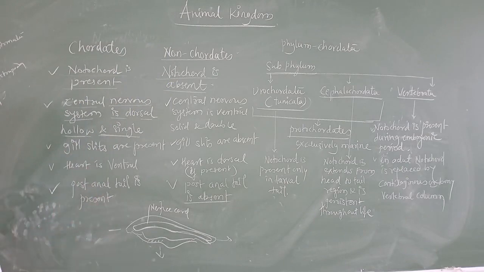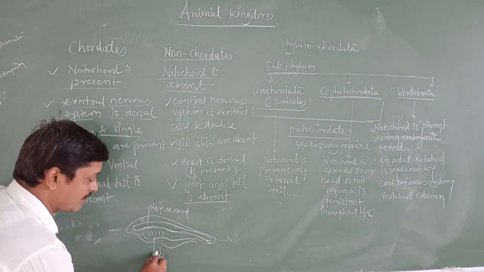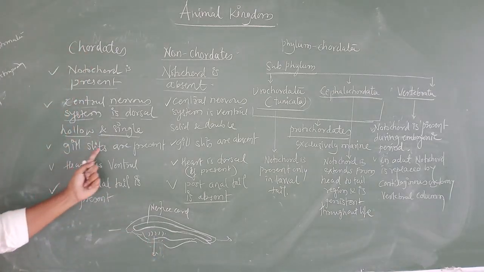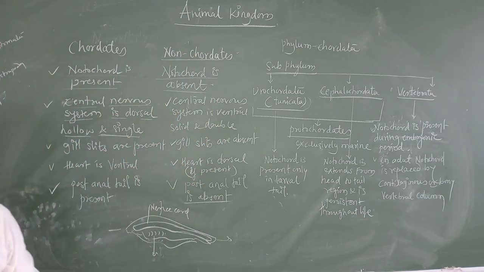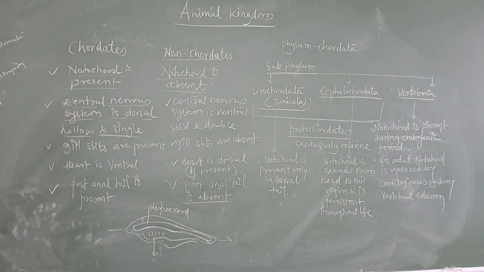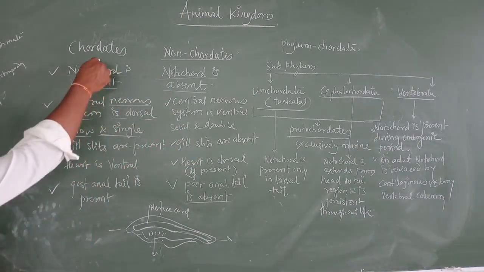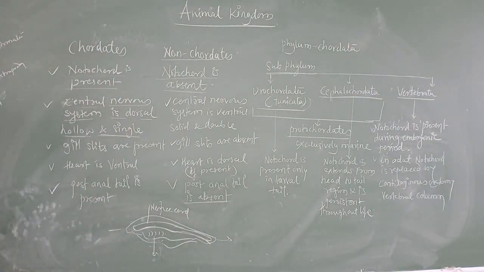Next one, yesterday we studied the gill slits. Pharyngeal gill slits are present in chordates. Gill slits are absent in non-chordates. So whatever I have written on this side, these are all the fundamental characters of chordates. But further, heart and post-anal tail we are going to study.